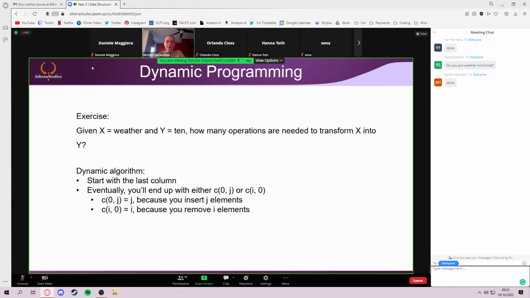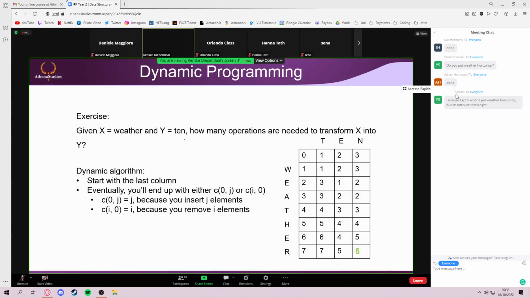Okay, I think most people are done, so let's just go through the answer together. Let's see. Yeah, I got 5 as well. But this was the table I ended up with, so try to see if somewhere you have something else and we can talk about this.